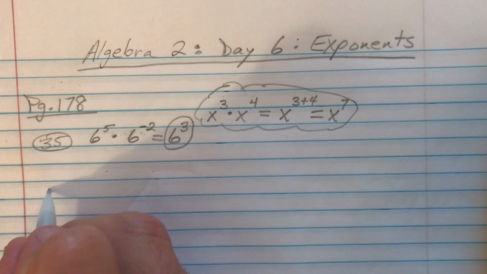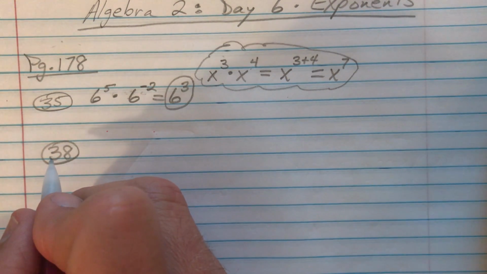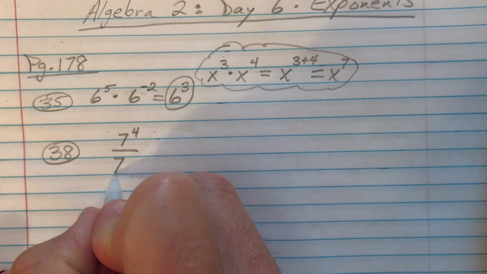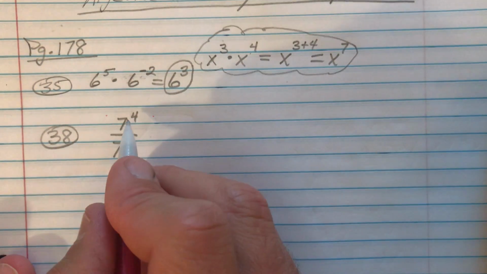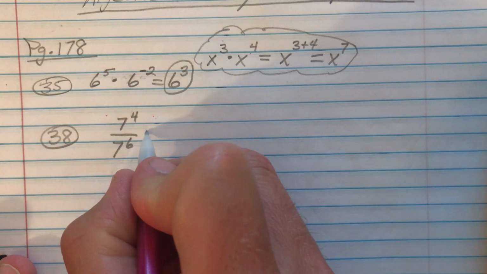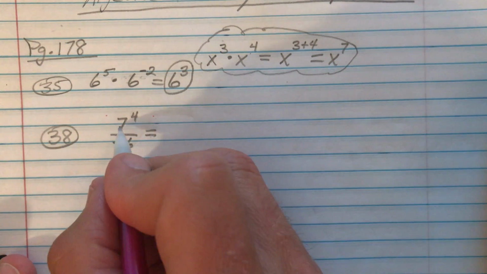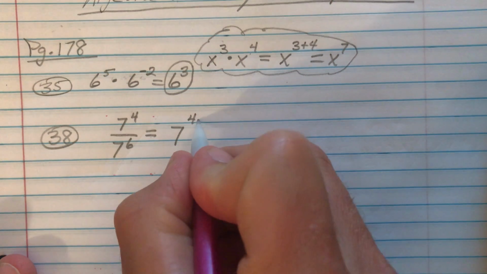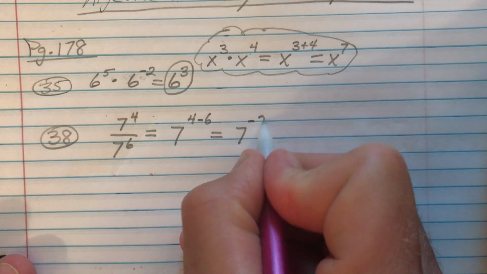Number 38. 38 says you have 7 to the 4th divided by 7 to the 6th. Again, it's not really in our best interest to evaluate each of these and then divide. When you divide terms with exponents, you leave the base and you subtract the exponents. So 4 minus 6 is negative 2.